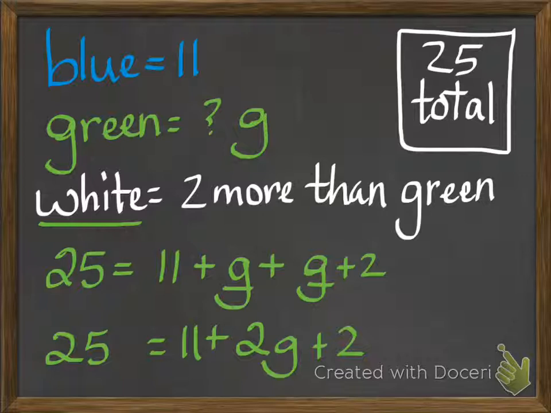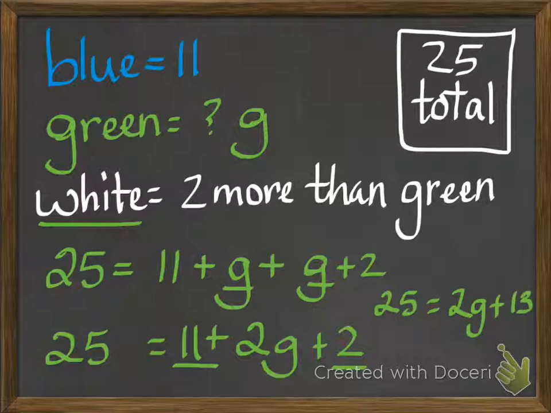Using my order of operations, I would know that if I had multiplication or division, that would come first, but I don't have any of that. All I have is addition here. So I can add these numbers together, the ones that are not the g. So 11 plus 2 would equal 13. So now I've got 25 equals 2g plus 13.